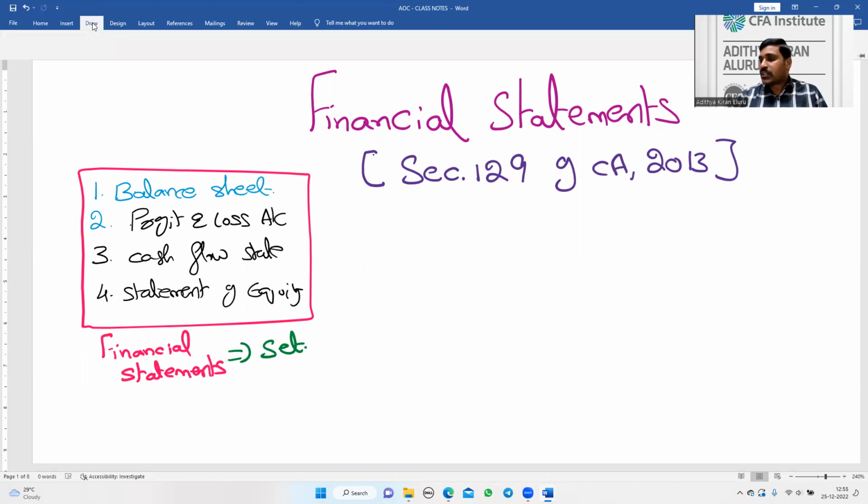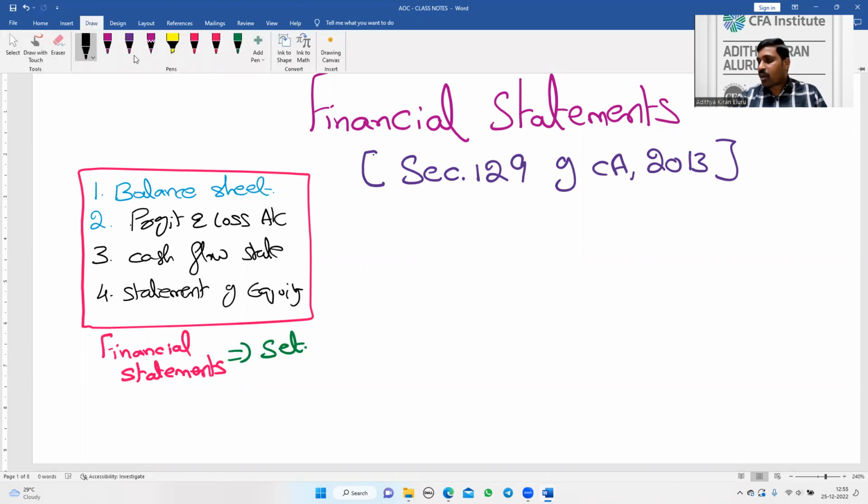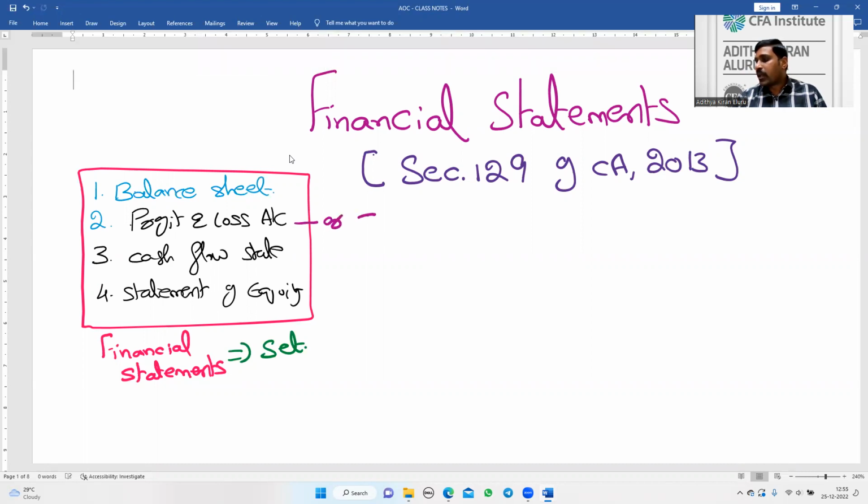The balance sheet is mandatory for all. Sometimes, in the case of non-profit organizations, rather than preparing a profit and loss account, they may prepare an income and expenditure account. So it is a profit and loss account or an income and expenditure account.